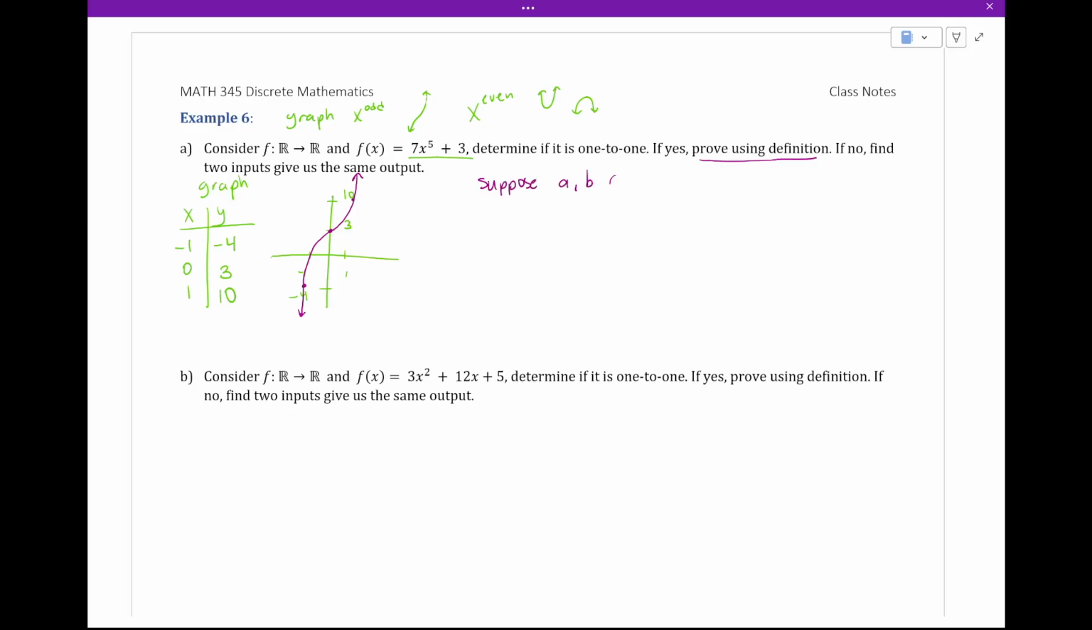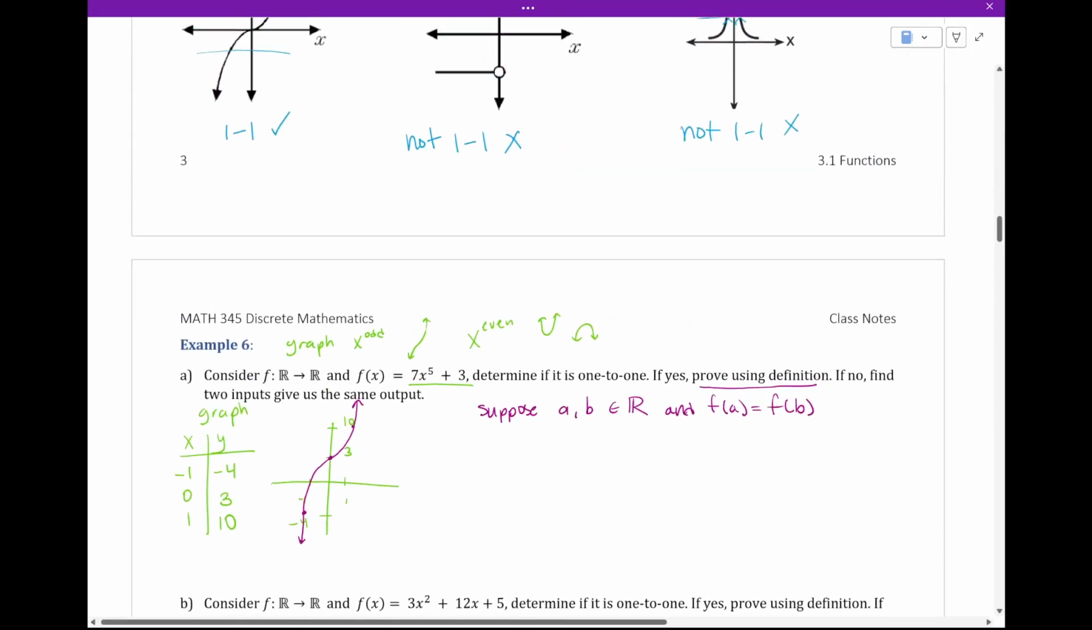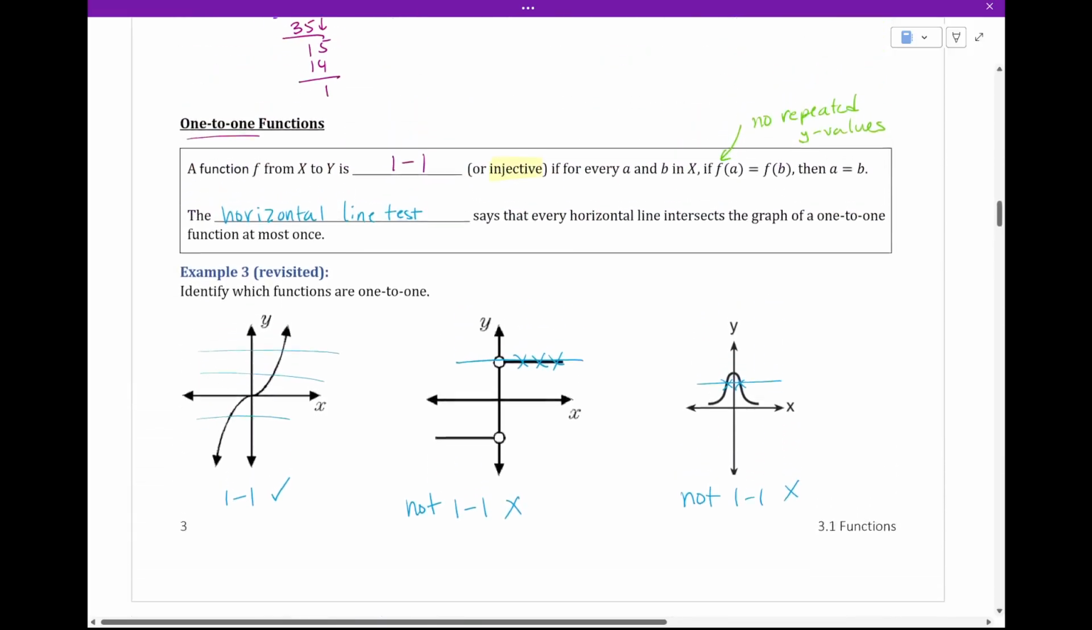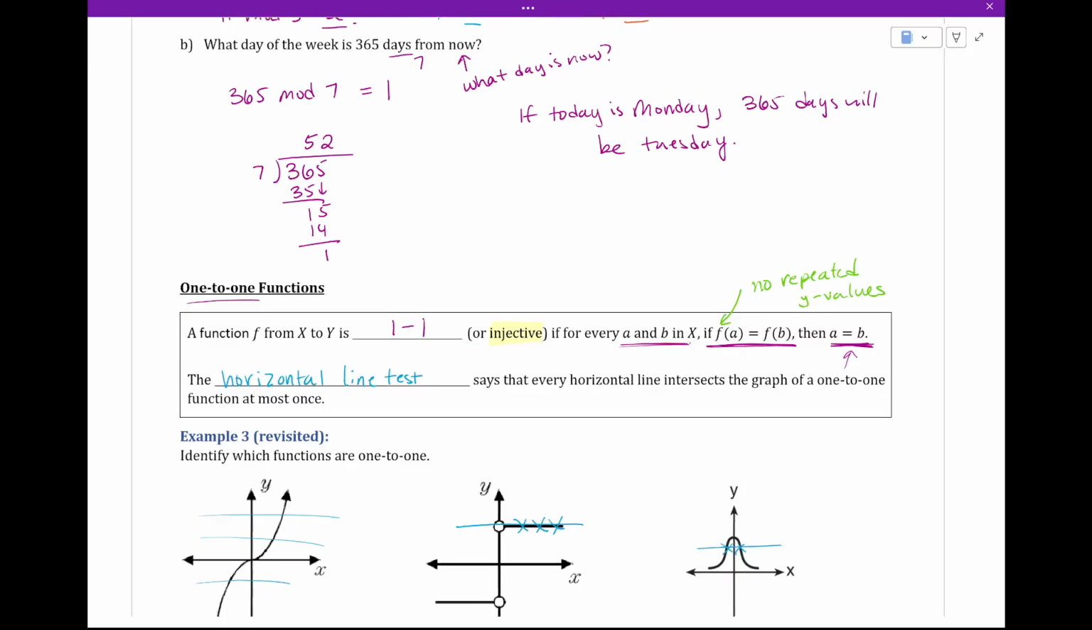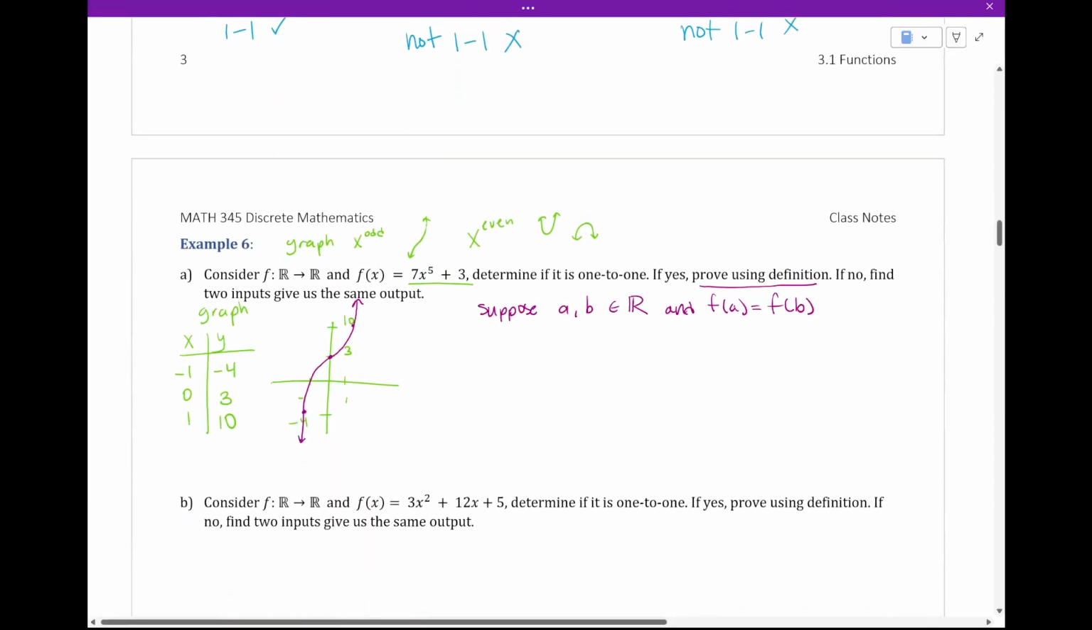Suppose a and b are real numbers, and f of a is equal to f of b. So let's look up the definition again to see why I'm supposing this. When I defined a 1-to-1 function, I said, if f of a is equal to f of b, then a is equal to b for every a and b in x. So this is what I'm going to try to show. I'm going to try to show that a and b are the same using algebra.